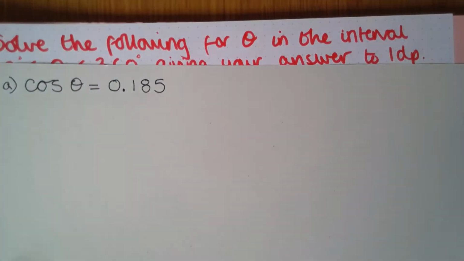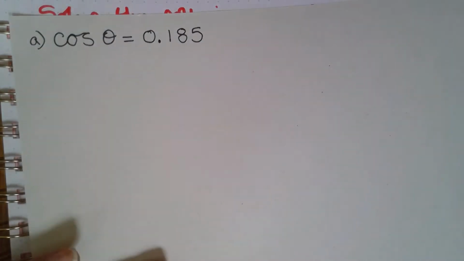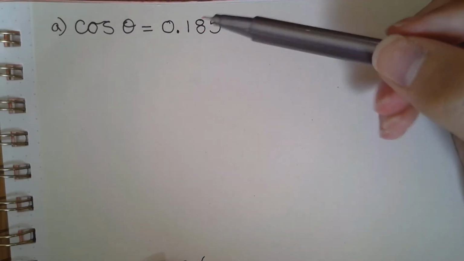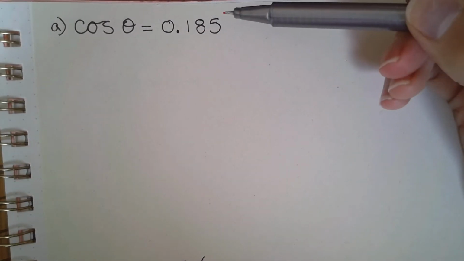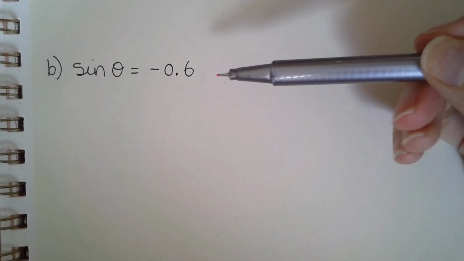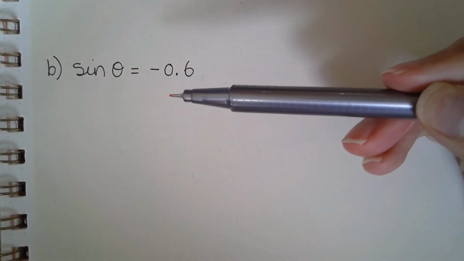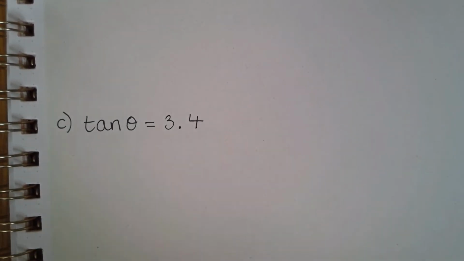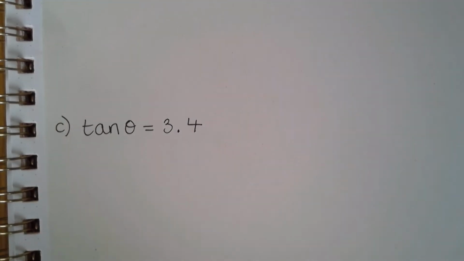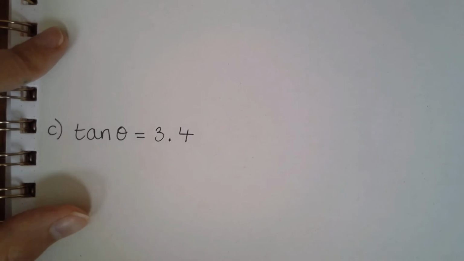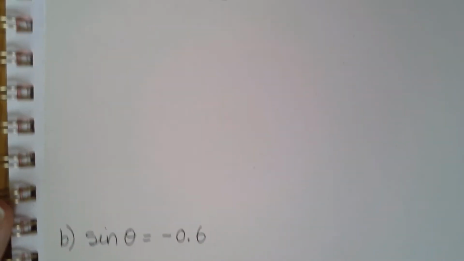Okay, so have a go at these three questions within the interval 0 to 360. So I want all solutions between 0 and 360. So you've got cos theta equals 0.185. You've got sine theta equals negative 0.6. Go careful with that one, it's got a negative. And C is tan theta equals 3.4. So I would pause the video and have a go at those. I'm going to go through them quite quickly. You should use these as you're checking your answers, but you need to be having a go at them on your own.